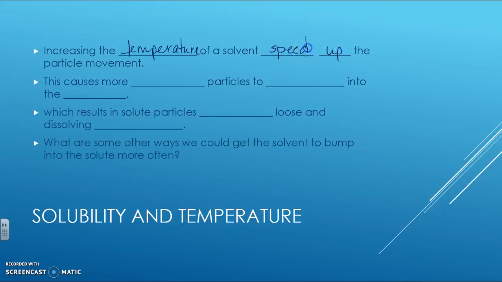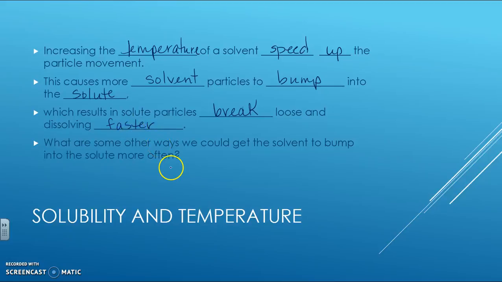Okay, it's going to make them move faster. And if it speeds them up, what's going to happen? Well, it's going to cause the solvent particles to collide into, so bump into, the solute molecules. Okay, and when it bumps into the solute, what's going to happen? Well, the solute particles are going to break loose. And when they break loose, they end up dissolving, and they dissolve at a faster pace.